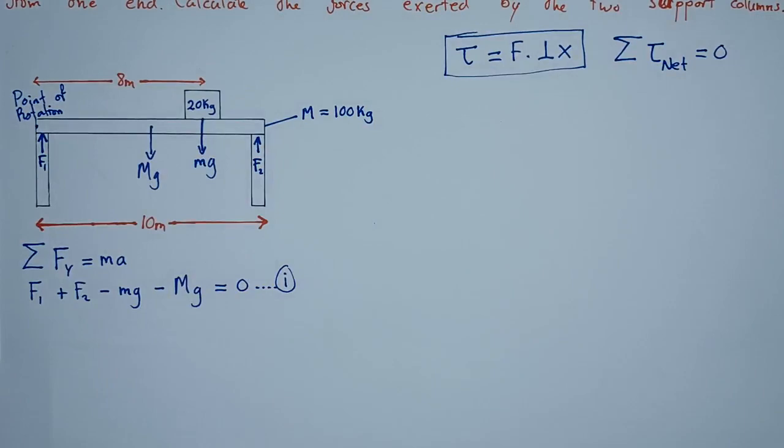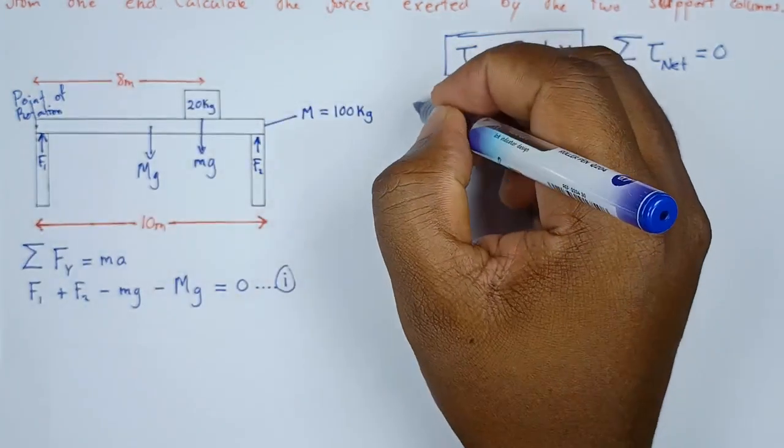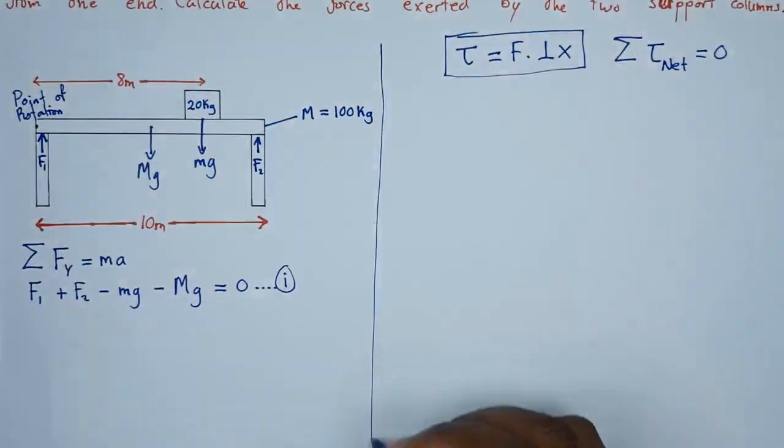Now, how do we obtain those particular torques at each point where there's a force? At this point, the torque is 0, simply because the force, let me just demarcate this like this.